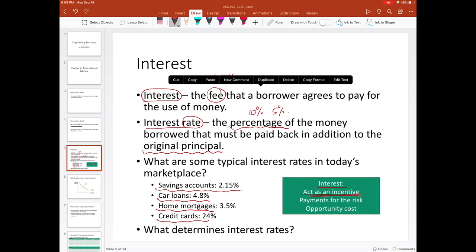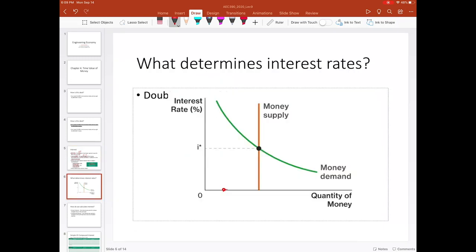Okay, but you may wonder what determines the interest rate, right? Because we can see there are all different interest rates. Well, generally, what determines the interest rate is the market, like how much money, or quantity of money, is on the market. So if you draw this relationship on this x and y chart, the x-axis could be the quantity of money, and the y-axis could be the interest rate. Then the relationship will be like this green curve.